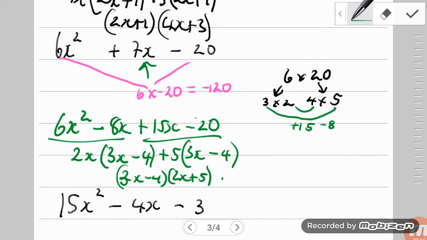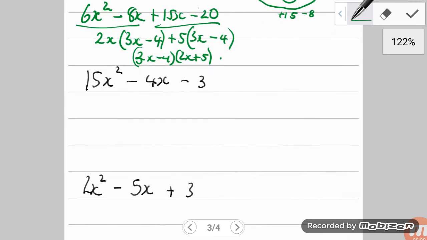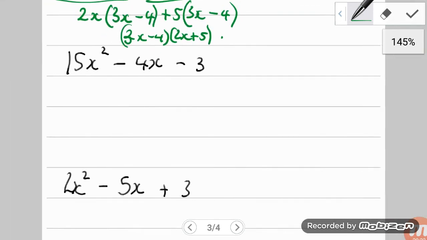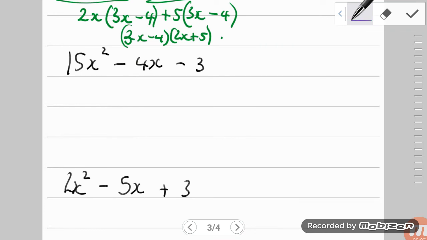Really good technique when it comes to actually factoring better. So here we go, guys, another one here. Right, I'm not going to leave you stranded. I'm not going to make an assumption that you know what you're doing. Let's just dig deeper. Here we go.